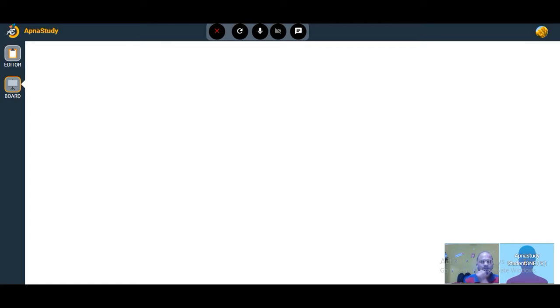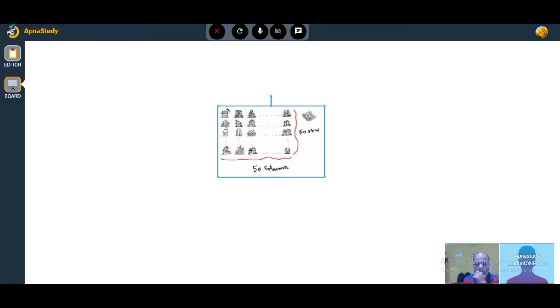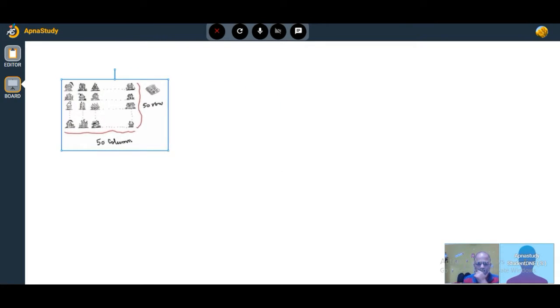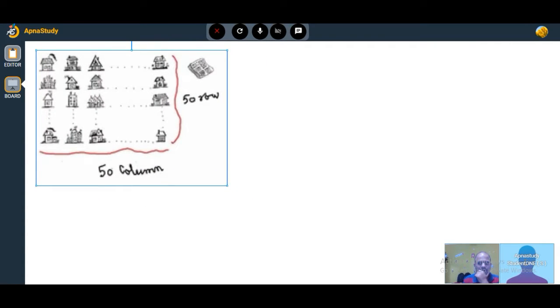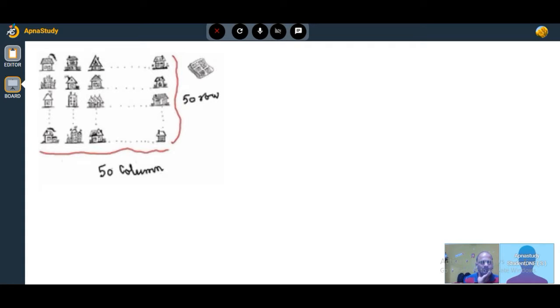Okay, so let me pick an image here. So here you can see there is an image, and let me explain the problem statement. Suppose there is a residential place, and assume that it's a residential place.